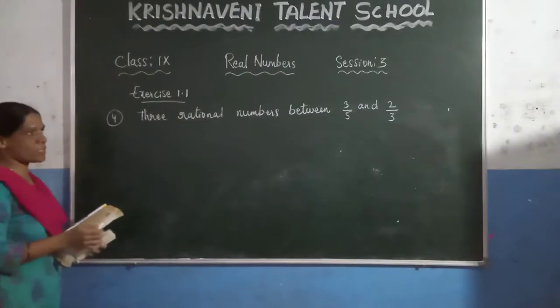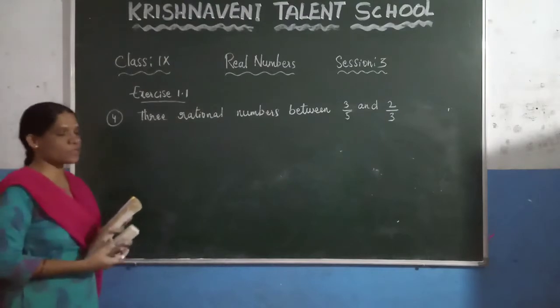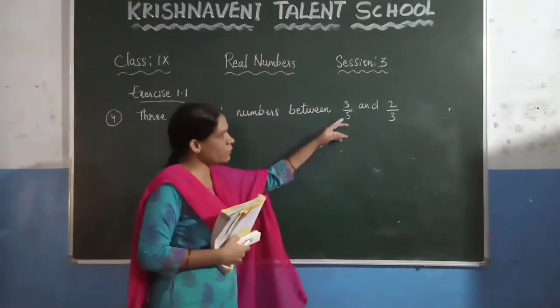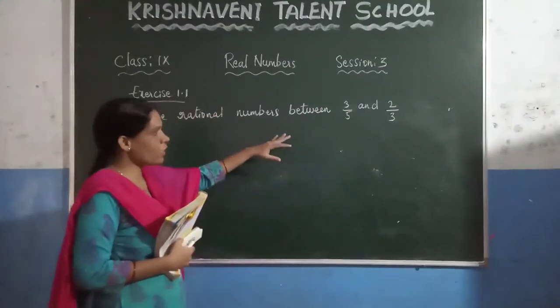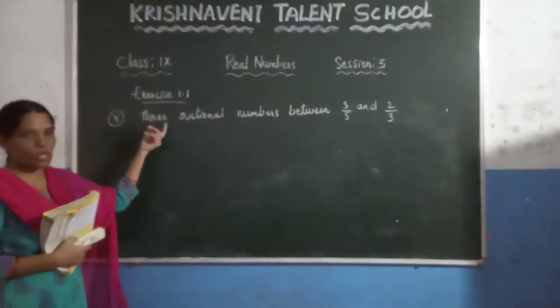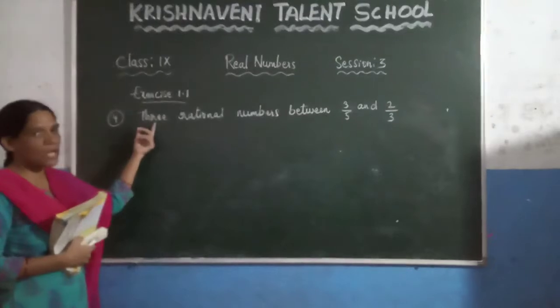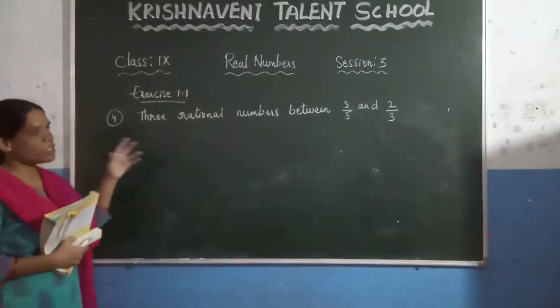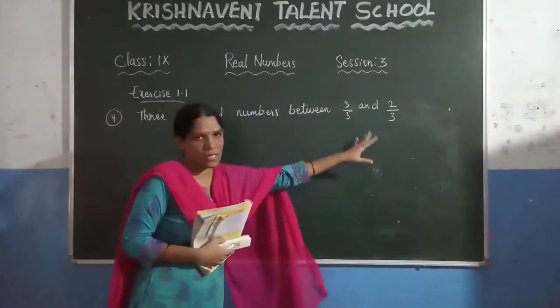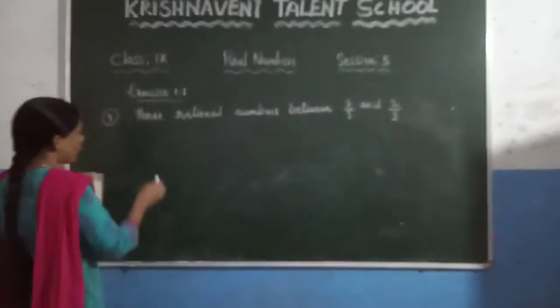Here it is the same kind of question, but in this question they have given the numbers in the form of fractions. In the previous question they gave 1 and 2. In this question they have given 3 by 5 and 2 by 3. Here they asked to write 3 rational numbers. So what is your first step? You have to add 1 to this number, right? But before that, make the denominators equal. Consider 3 by 5.